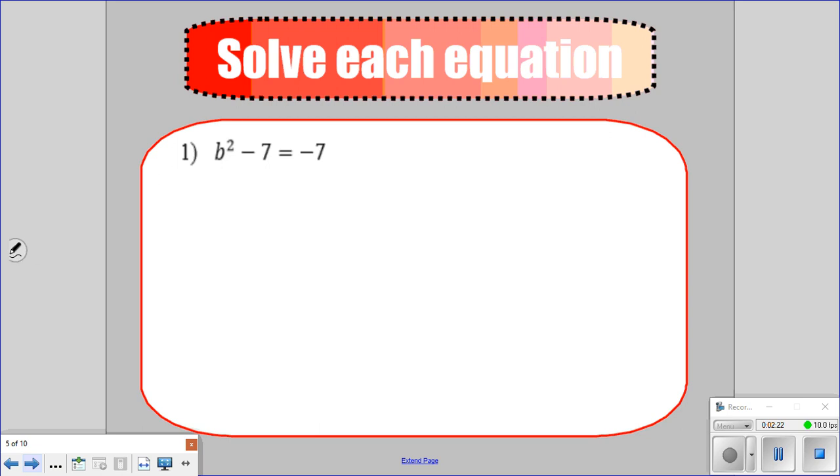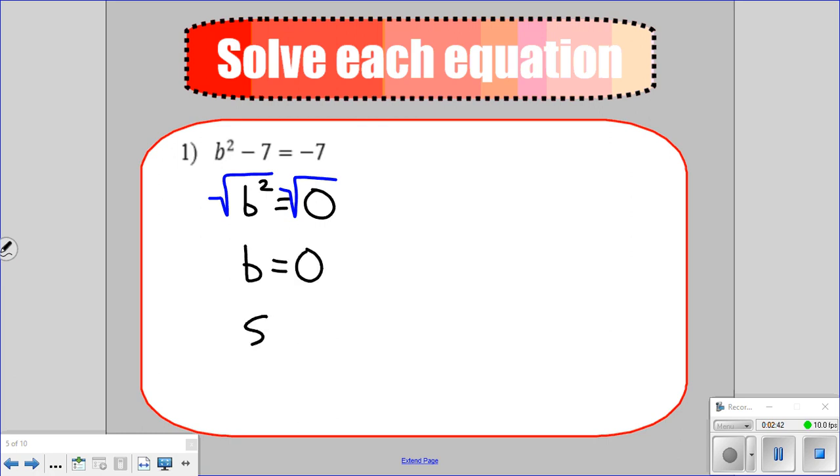So this time, let's go ahead. We're going to add 7 on both sides. So I get b squared equals 0. Now that is equal to a 0, so I know I'm going to have one root. So all I have to do is square root both sides. I get b equals 0. So my final answer is 0. I have one root here.